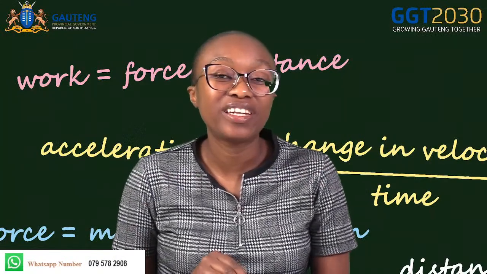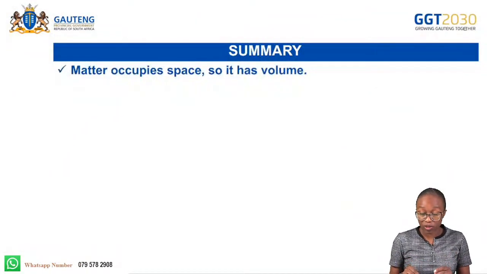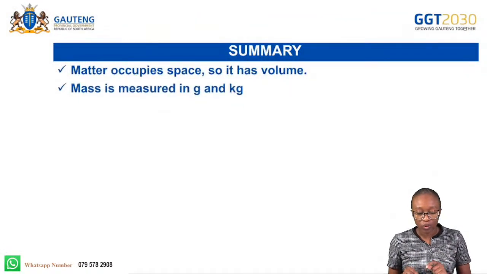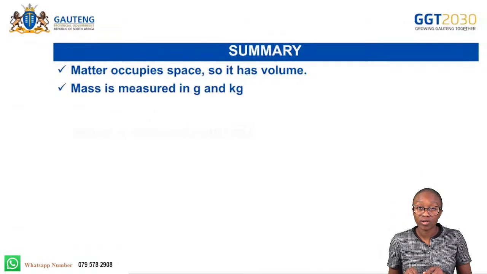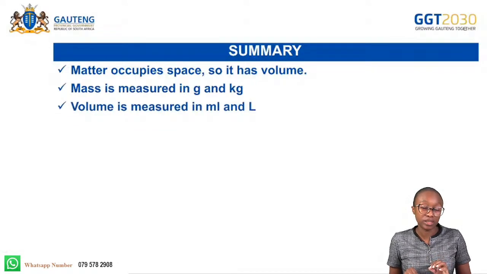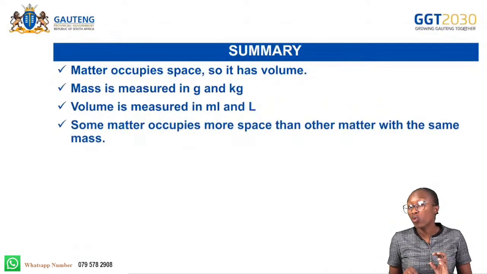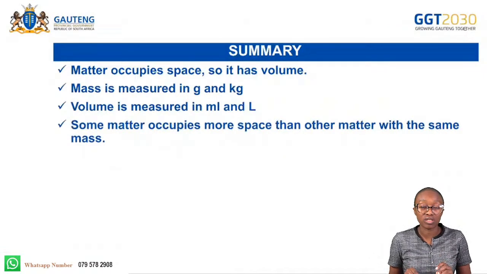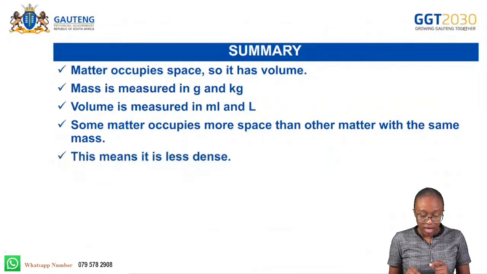Welcome back, learners. Now let's wrap up our lesson. What did we learn today? We learned that matter occupies space, so it has volume. We also learned that mass is measured in grams and kilograms. Volume is measured in milliliters and liters. Some matter occupies more space than other matter with the same mass, which means the two can have the same mass but different volumes. And this means that that particular matter would be less dense.